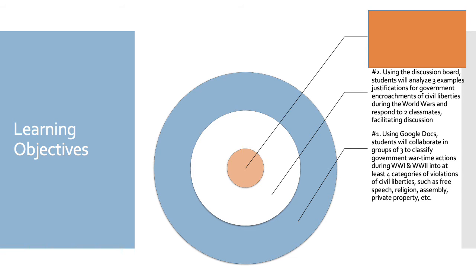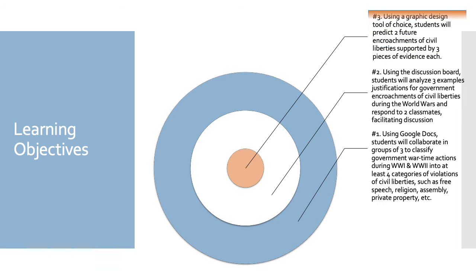Number 2, using the discussion board feature, students will analyze 3 examples of justifications for and or arguments against government encroachments of civil liberties during the World Wars and respond to 2 classmates facilitating discussion. Number 3, using a graphic design tool of choice, students will create a presentation visual predicting 2 future encroachments of civil liberties supported by 3 pieces of historical evidence for each.